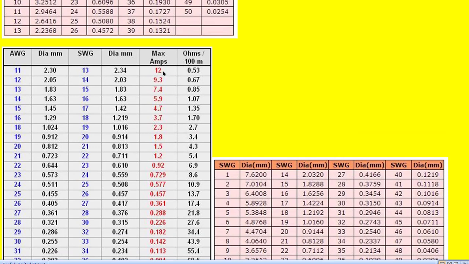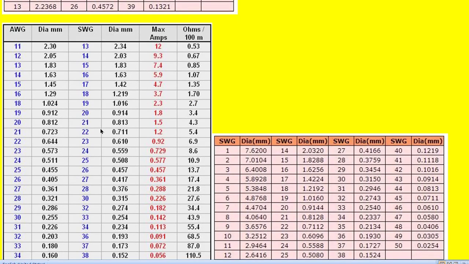So basically, to find the current capacity we have to follow the table to meet the current value. So we have to choose the proper diameter conductor or proper diameter wire.